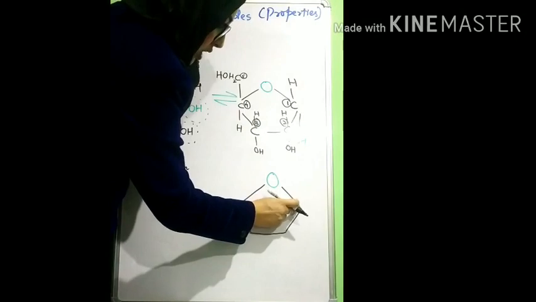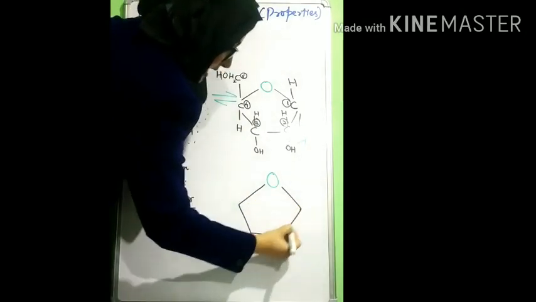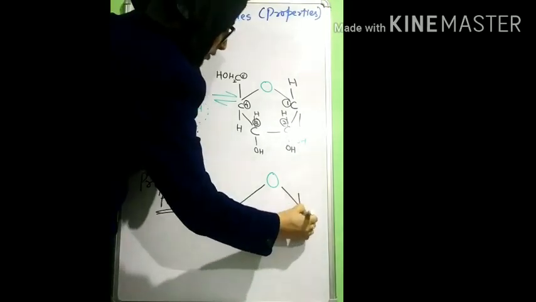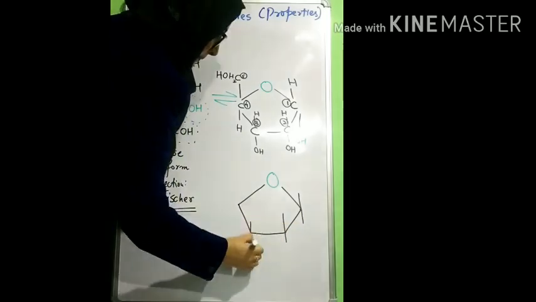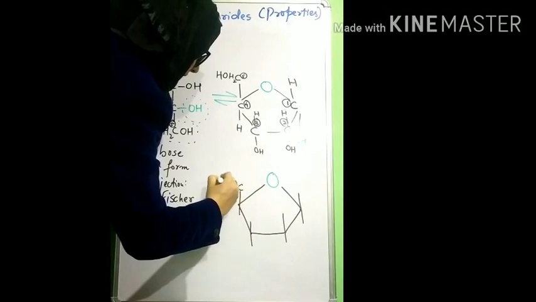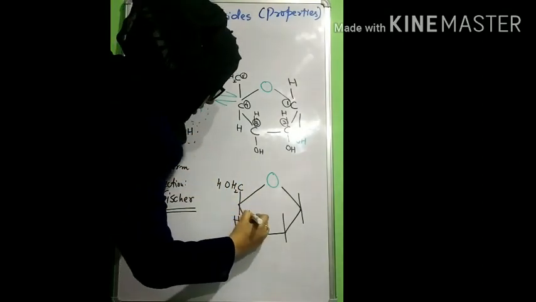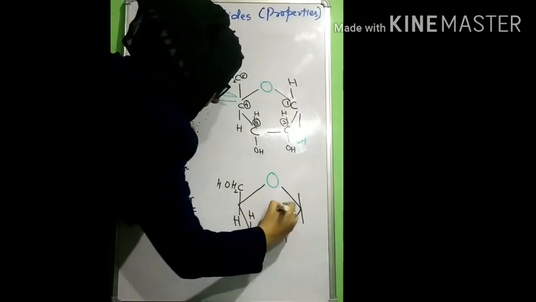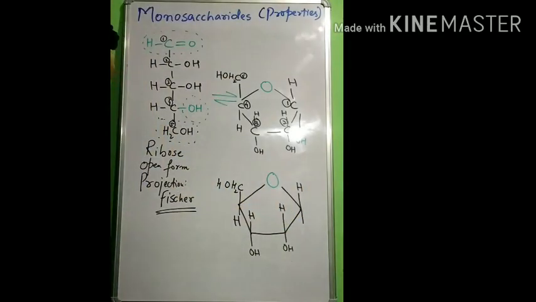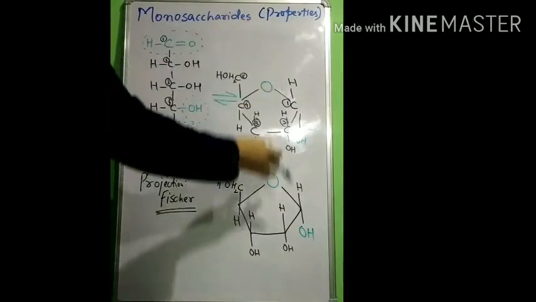Here these corners represent carbon number 1, 2. So this corner represents carbon, this represents carbon, this represents carbon, this represents carbon. And then you can show the rest of the things like this, CH2OH. And then H. This is H, OH, H, OH, H, and the other OH. So they are both the same.